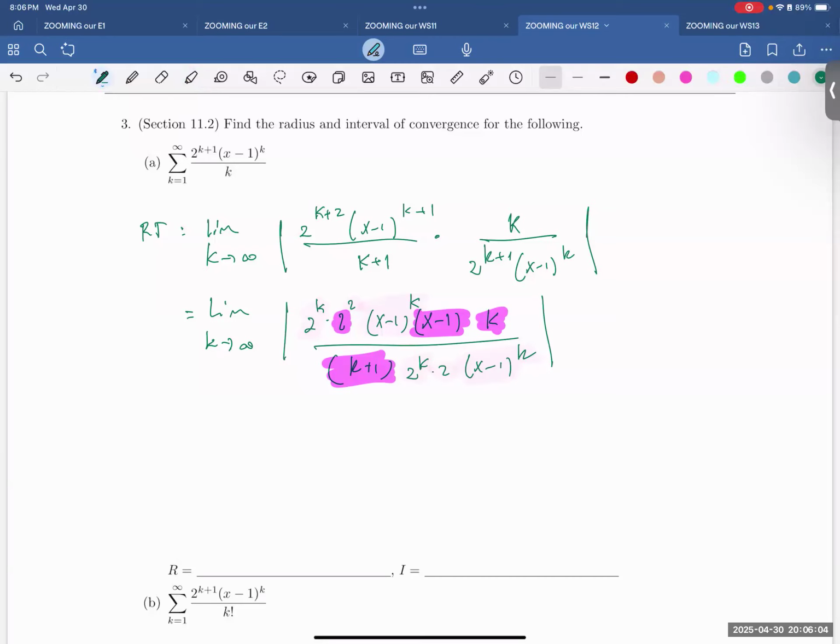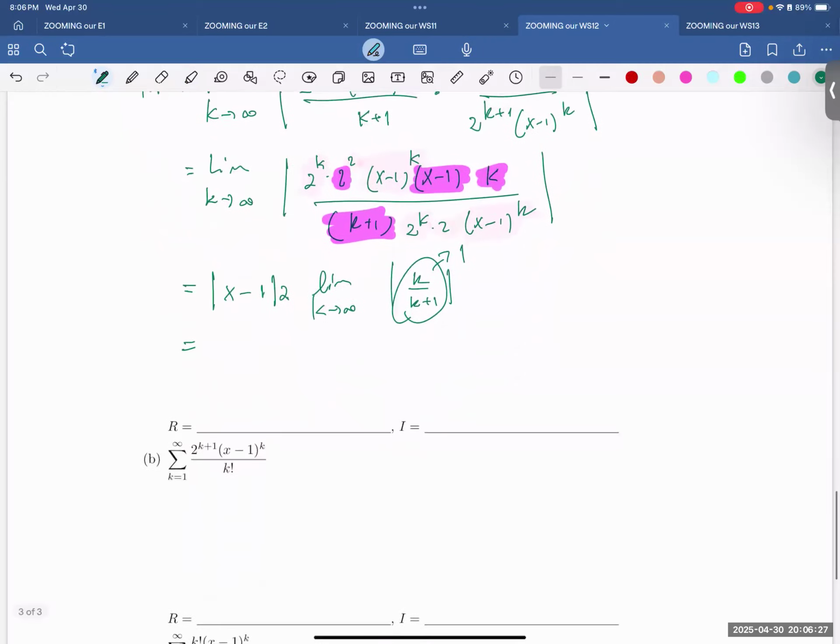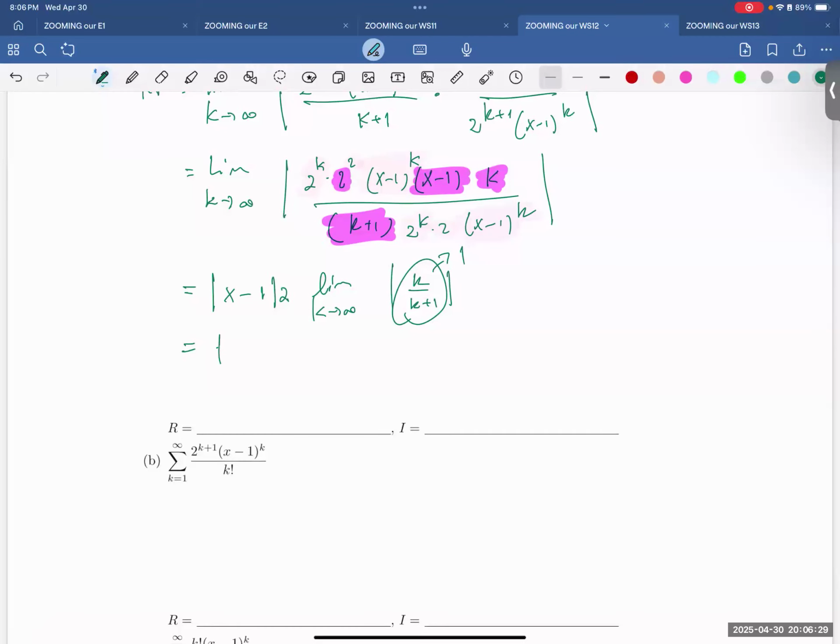Okay, and the limit only involves the k's. So anything with an x goes out front. The 2 can go out front. And then we have the limit as k goes to infinity of k over k plus 1. That limit is 1. So we end up with the absolute value of x minus 1 times 2 times 1. And this is the absolute value of x minus 1 times 2.